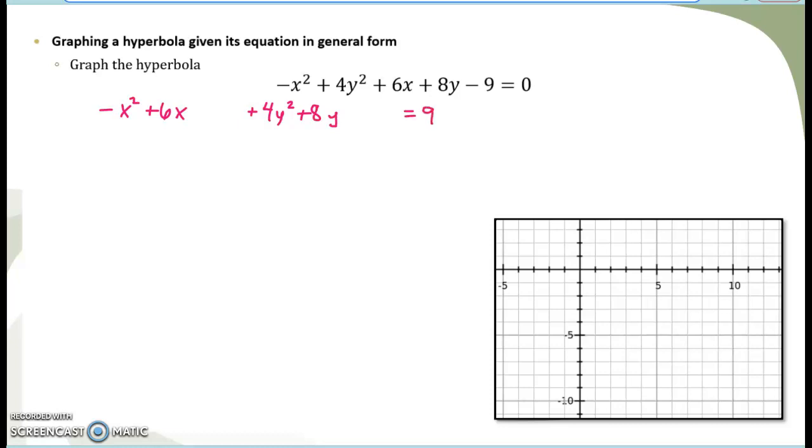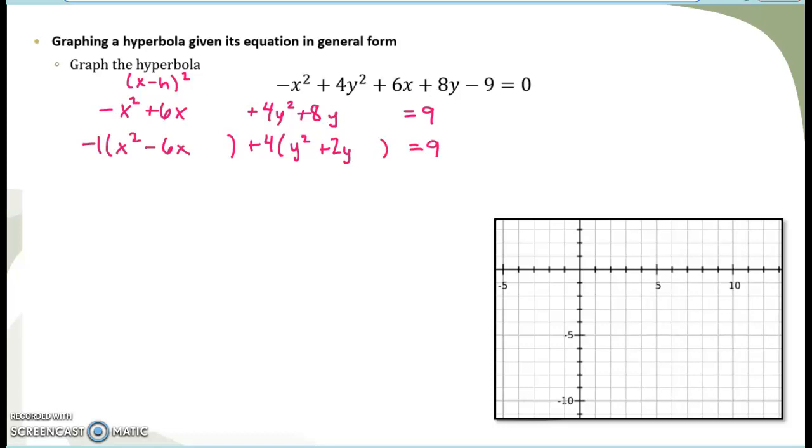So what am I doing here? I want to get my x's into some form of x minus h squared, which means I need to complete the square. But I want a positive 1 in front of the x squared, so I'm going to factor out everything that is making this not a positive 1, which happens to just be negative 1. And I'm only going to factor that out of my x's. And we end up with x squared minus 6x right there. Then I'm going to do the same thing for y, where I only want a 1 in front of my y squared, so I factor out 4, and I get y squared plus 2y is what's left, and that's equal to 9.